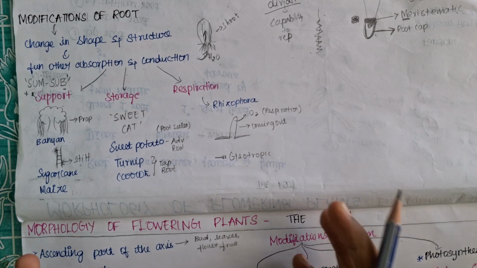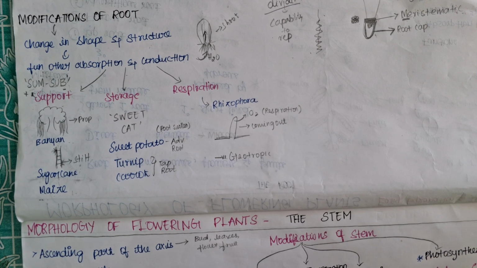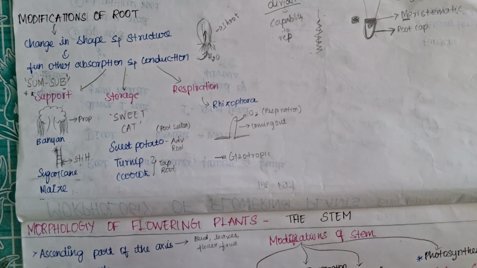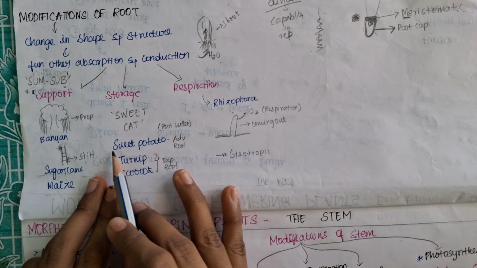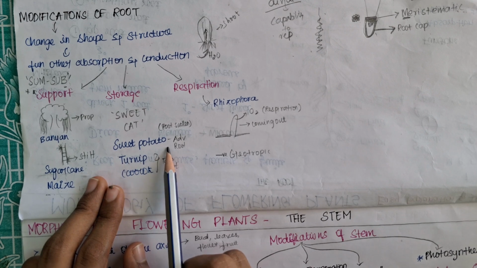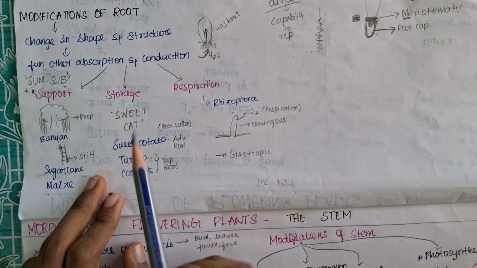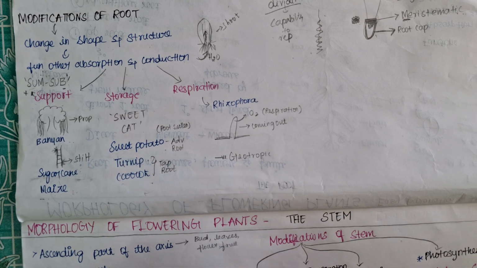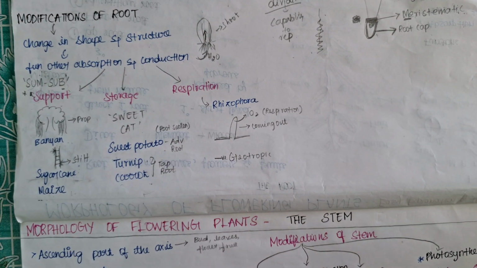Now some roots also perform the function of storage. That we also discussed in part 1. To remember this, the example will be sweet cat. So what are the roots? The roots will be sweet potato, turnip and carrot. All these three plants are getting modified. Why are they modifying? Because they want to store food for the plant.